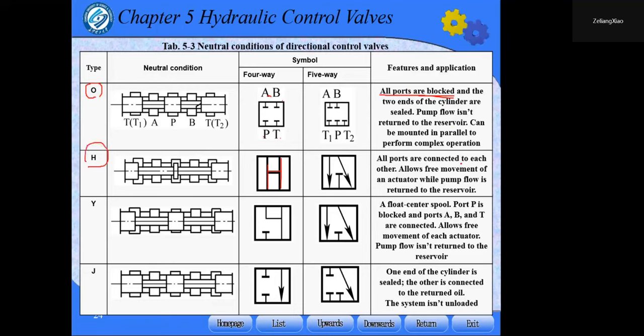H type outputs are connected to each other. You can see it can go this way and the other way, so outputs are connected to each other. This gives balanced movement of an actuator while pump flow is returned to the reservoir.